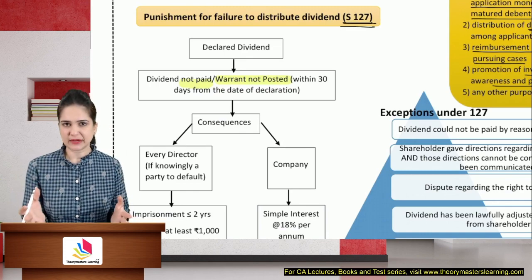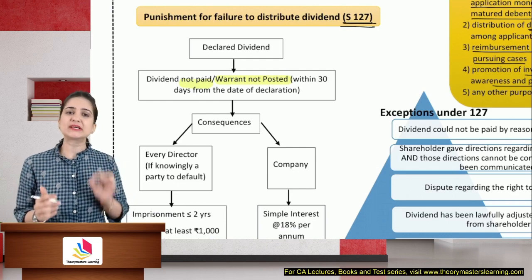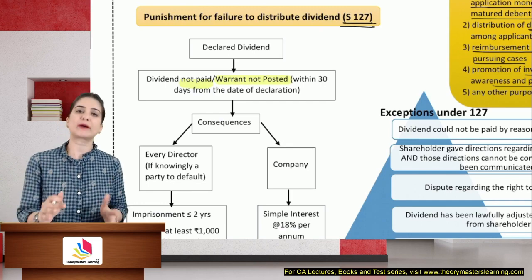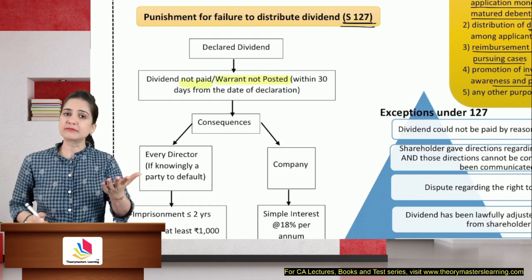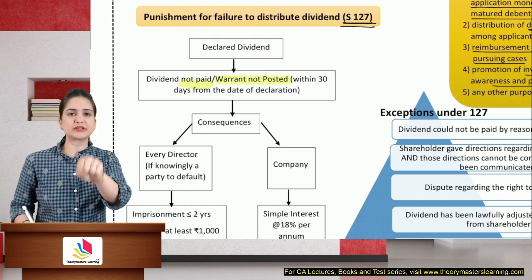If you have not paid, or you have not posted the dividend warrant, see, posting is important. Whether it is received within 30 days or not, that is not the condition. It may so happen that you have posted within 30 days of declaration of dividend, but they have received after 1 month, after 2 months. That doesn't matter. You have to post within 30 days.